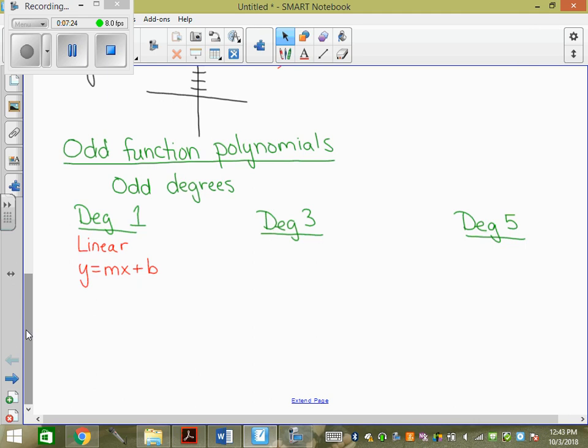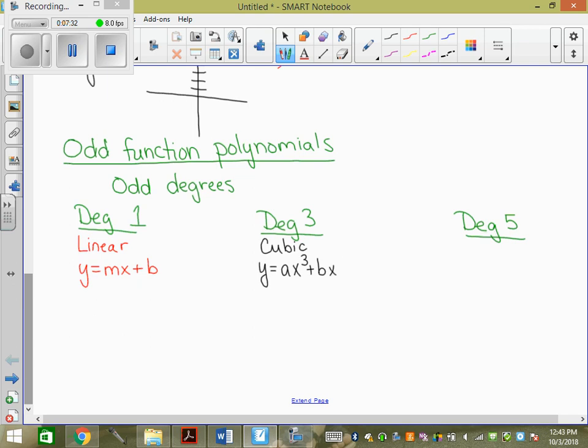Degree 3 are called cubic. We started them this year. It's y equals ax cubed plus bx squared plus cx plus d. Do I need all of the values in between to make it cubic? Or could I just have an ax cubed? I could literally just have an x cubed and it's cubic.